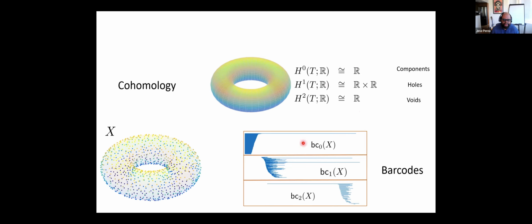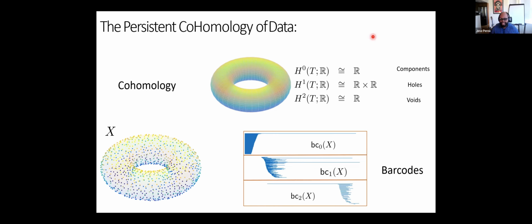So the barcodes are exactly how we applied topologists try to infer the topology of the underlying data set. We compute barcodes and try to guess what the underlying space is. Okay, so that's the game we're going to play. And I guess people call these the persistent cohomology of data.